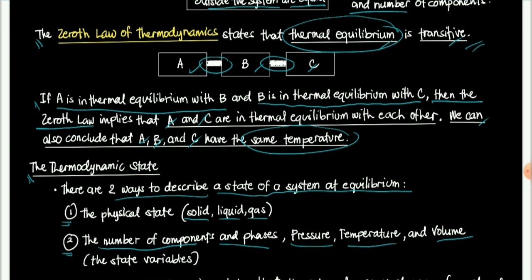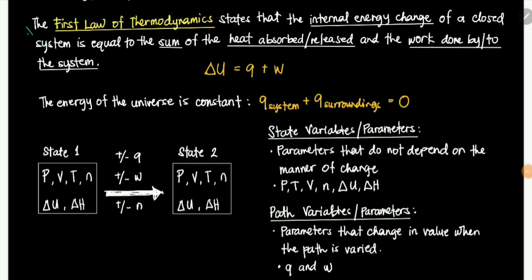Okay? So as long as nasa equilibrium yung ating system, you can describe the system in terms of these two parameters or these two types of parameters. Okay? So now let's discuss the first law of thermodynamics.